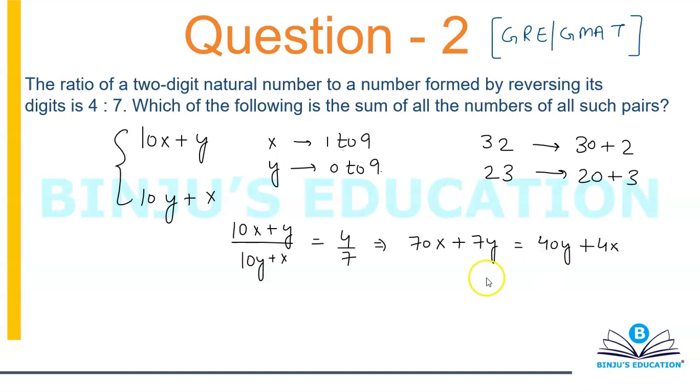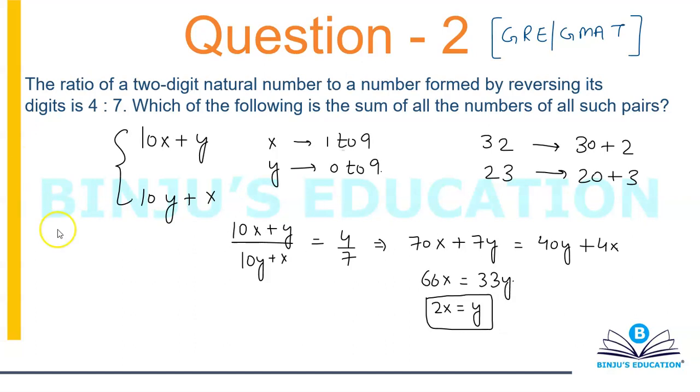Fine, fair enough. So I can bring x on one side and y on the other side. So 70x minus 4x is 66x, and this will basically be equal to 33y. Or I can write twice of x is equal to y. Which of the following is the sum of all the numbers of all such pairs? So 2x is equal to y, so what all can be there?